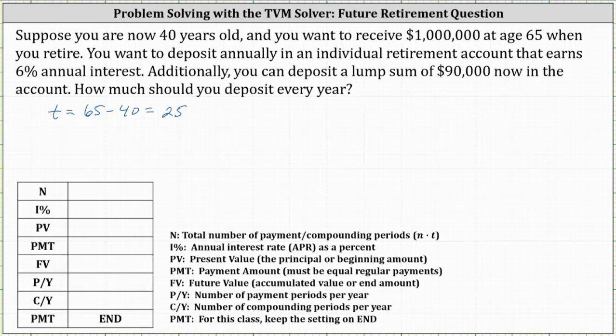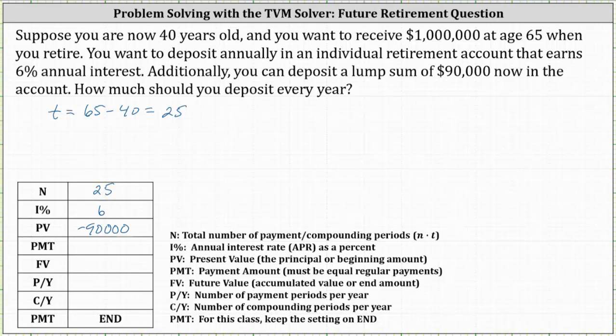Capital N is the total number of payments. Because you are paying one time a year for 25 years, capital N is 1 times 25 or 25. I% is the annual interest rate expressed as a percentage, which is 6. PV stands for the present value, and because you are starting with a deposit of $90,000, the present value is going to be negative $90,000. We use negative here because remember, whenever paying it's negative, whenever receiving it's positive.